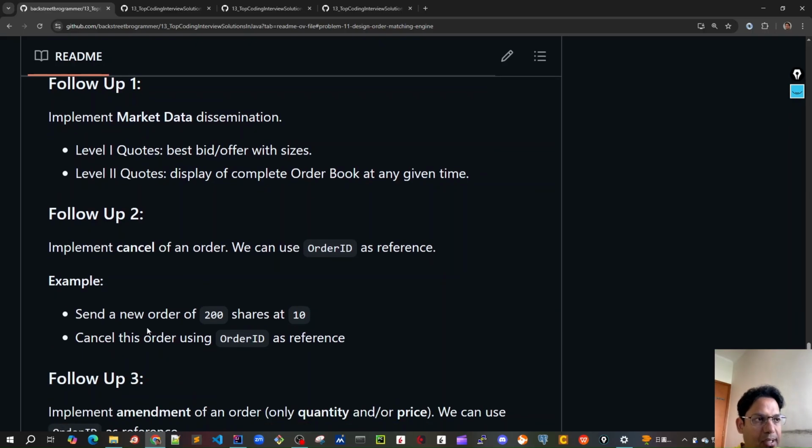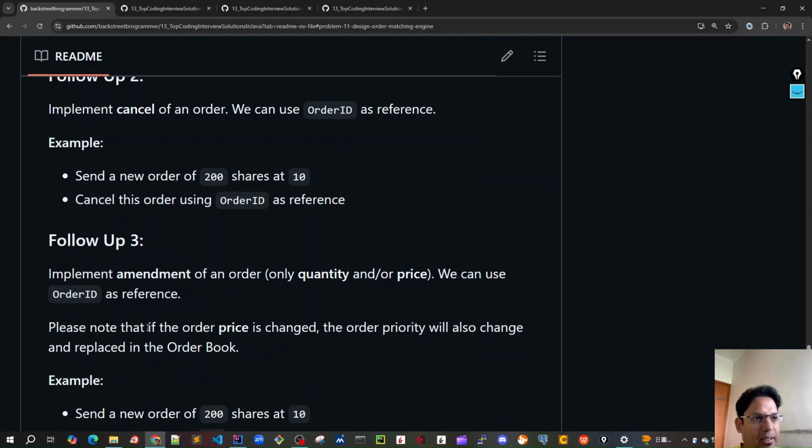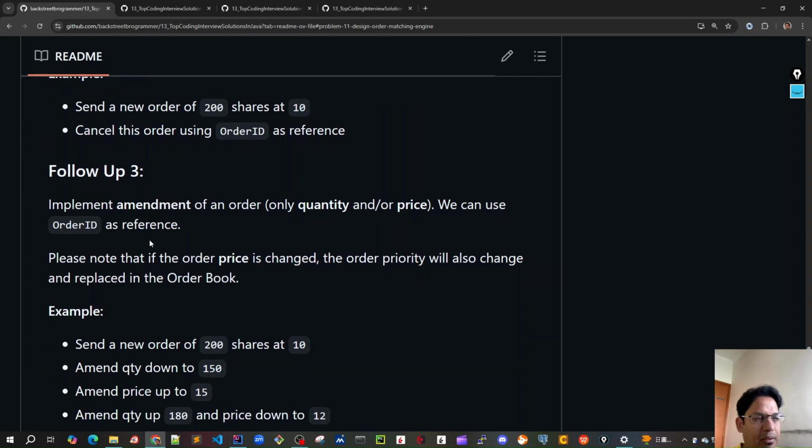And then follow-up 2, in which we implemented cancellation of an order. And in just the previous video, we implemented the amendment. But in amendment, as we discussed, there are three possible use cases. One is the amendment of only quantity. Second one is the amendment of only price. And the third one is the amendment on both quantity and price. So in the previous video, we did the amendment of an order only for quantity.